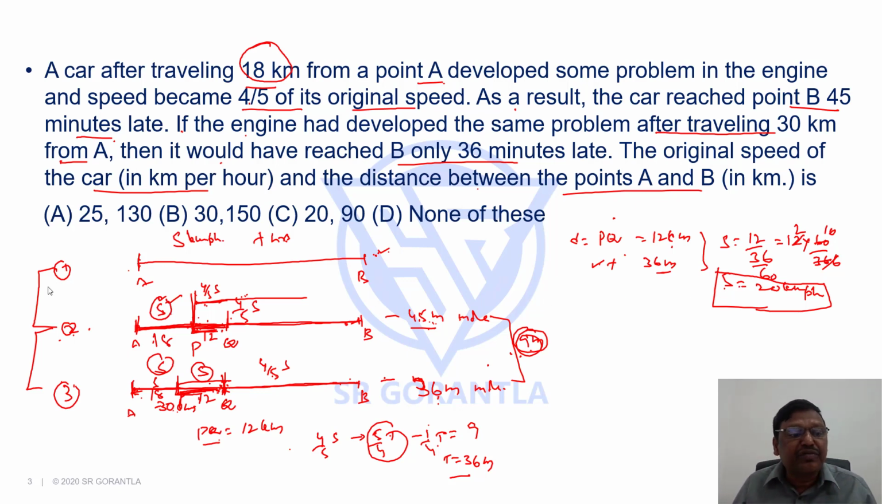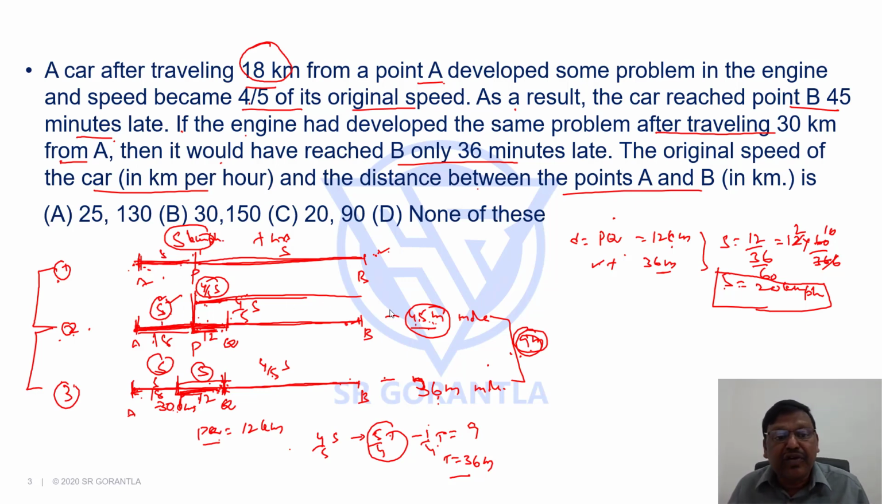Now, we'll apply the same logic between 1 and 2. Here, if I compare, the entire distance it would have traveled at S speed. So let's say A to P at S speed, P to B also would have been at S speed. Whereas here A to P is traveled at S speed, and from there it is traveling at 4/5 of the speed. So the 45 minutes difference in time is not because of the time taken between A and P. Both cases it is traveling at the same speed, so there is no difference on account of the time taken between A and P. The difference of 45 minutes is on account of the time it spends between P and B.